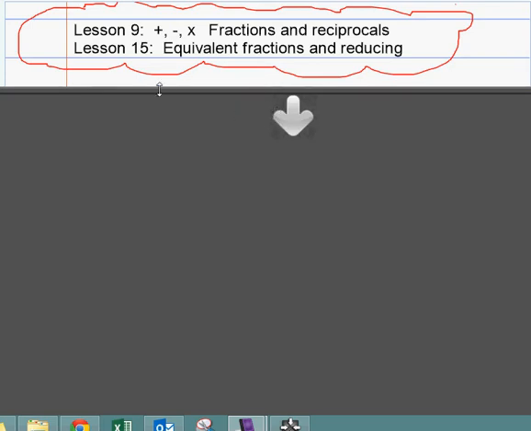Hi class, this is course 2, lesson 9, adding, subtracting, and multiplying fractions and talking about reciprocals, and also lesson 15, equivalent fractions and reducing.